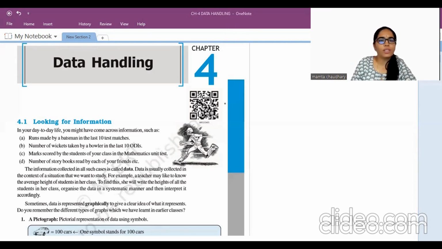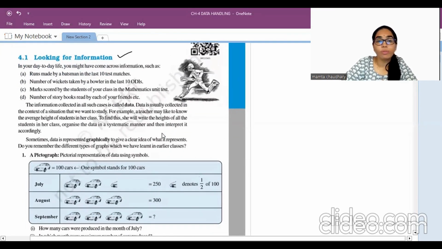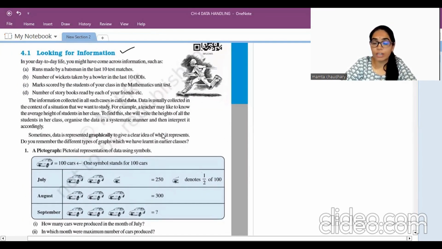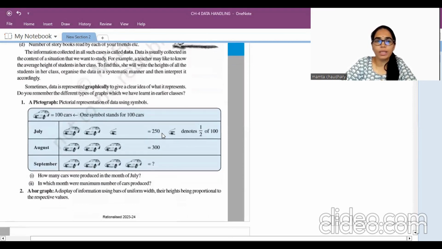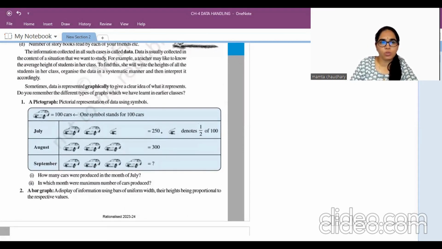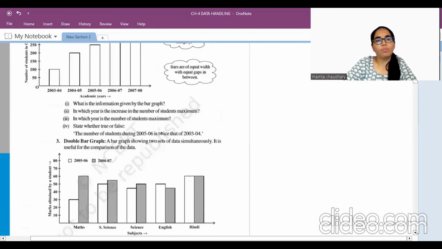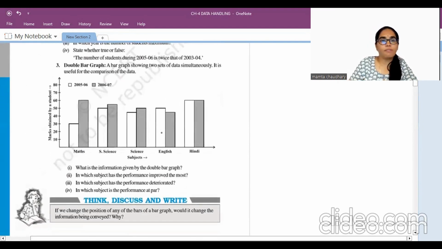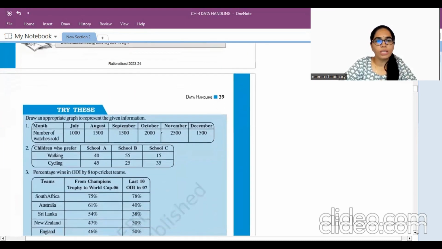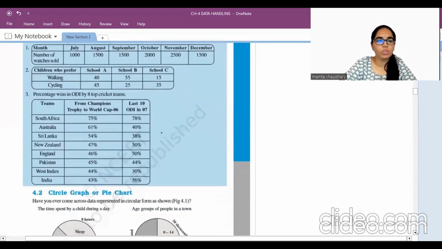So first of all, we will see the daily life application of this data handling. Okay, and then we will see different types of graphs which we will make. We'll see pictograph, bar graph, and then double bar graph. Fine, then we will do a few questions based on that.